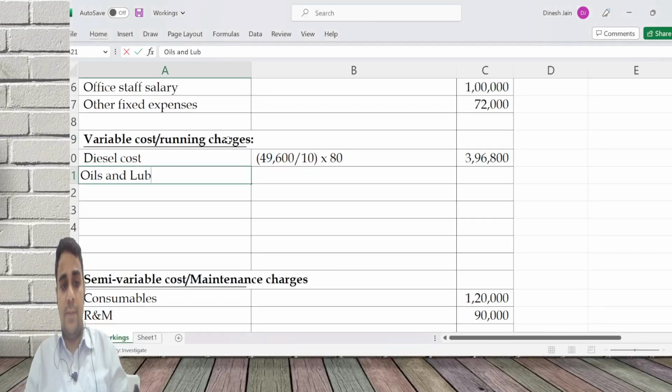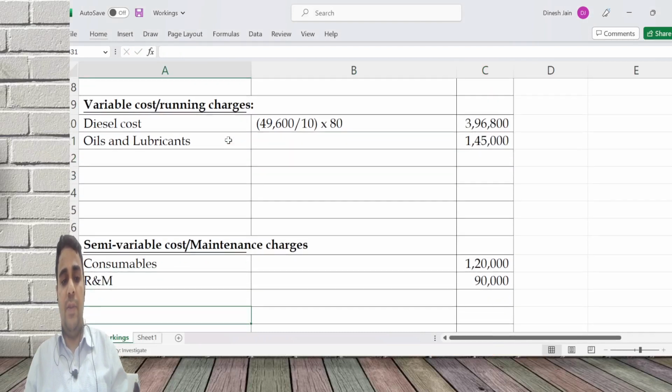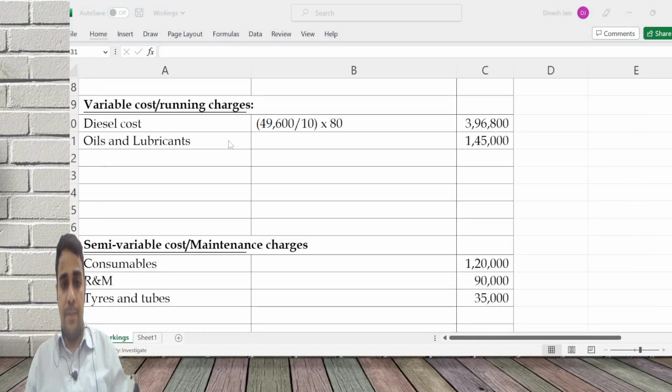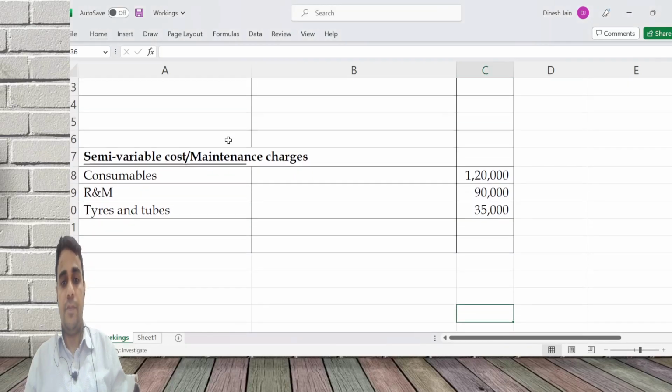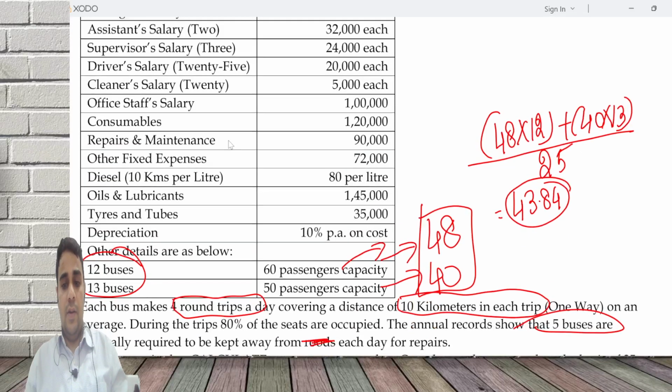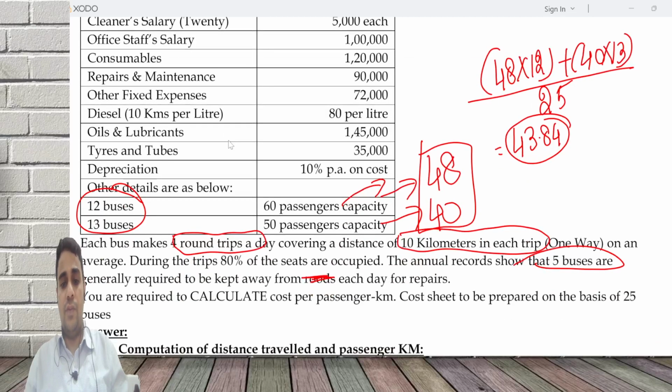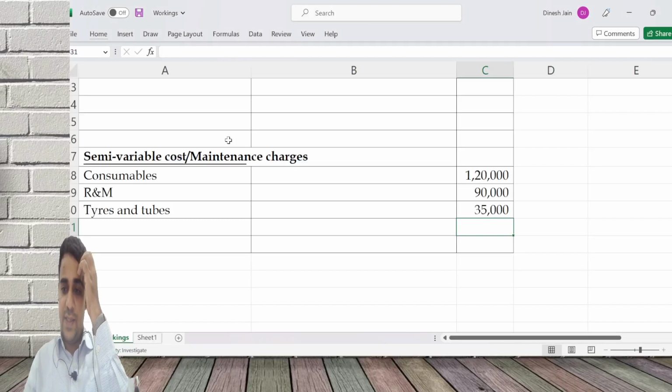Oils and lubricants, again running cost. Tires and tubes, you can put it under semi variable or running, your wish. I'll put it here. Classification sometimes can be different. Tires and tubes is 35,000. I think we have considered all cost now. All expenditure is considered here. We'll put a total and get the cost per passenger kilometer.